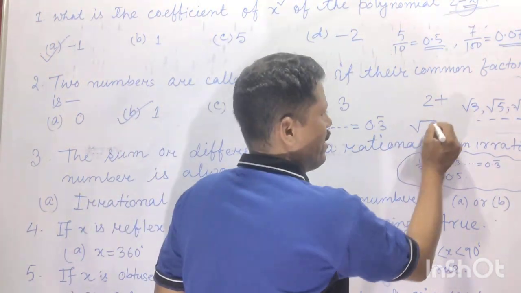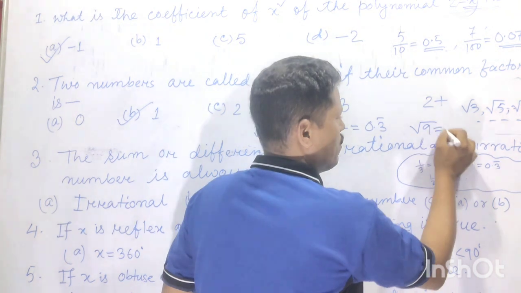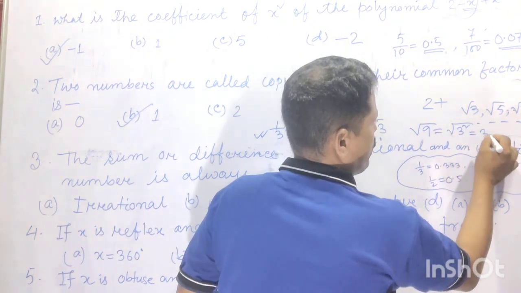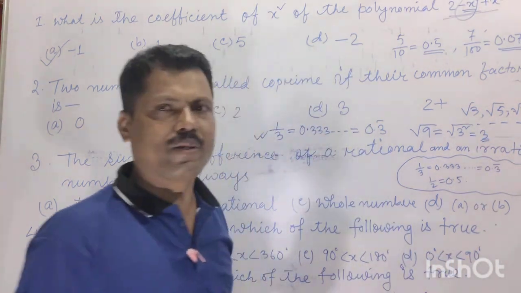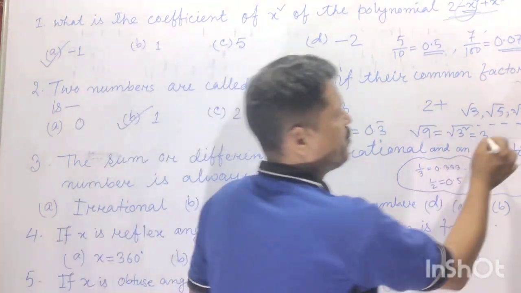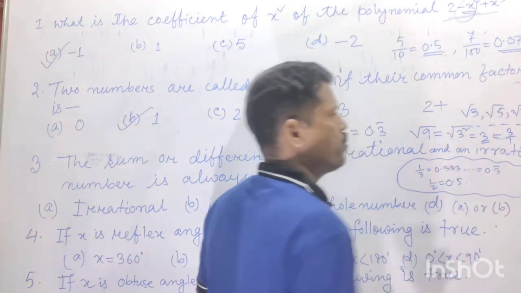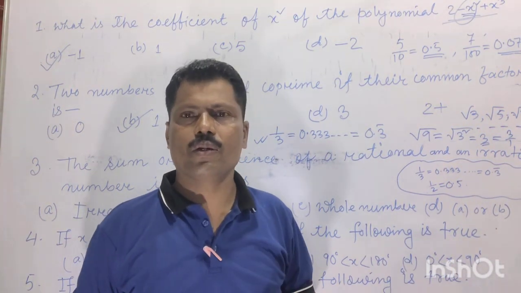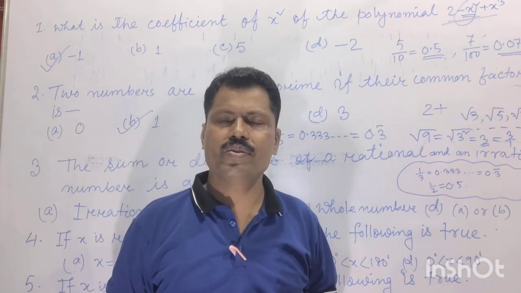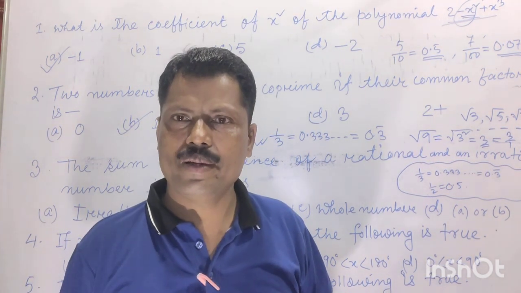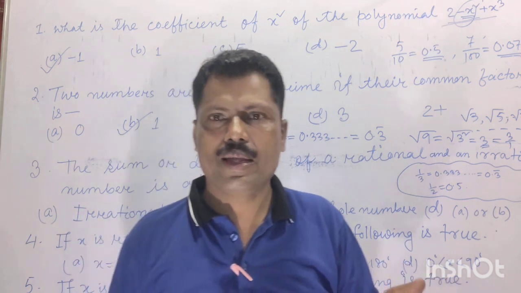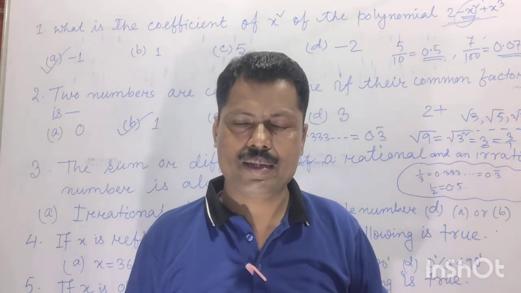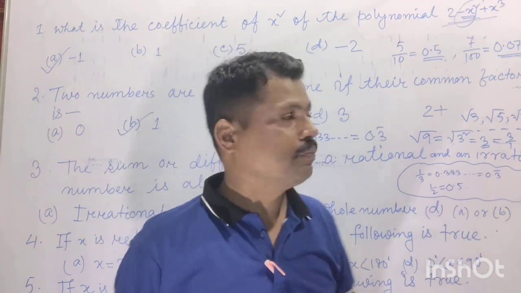But if we write root over 9, what does that mean? Root over 9 means under root 3 square, and we get 3. So 3 is a rational number, which can be written in the form p by q, 3 by 1. So root over 9 is a rational number. Like this, root over 25 is 5. The square root of 49 is 7, and 7 means 7 by 1. So these numbers are rational.